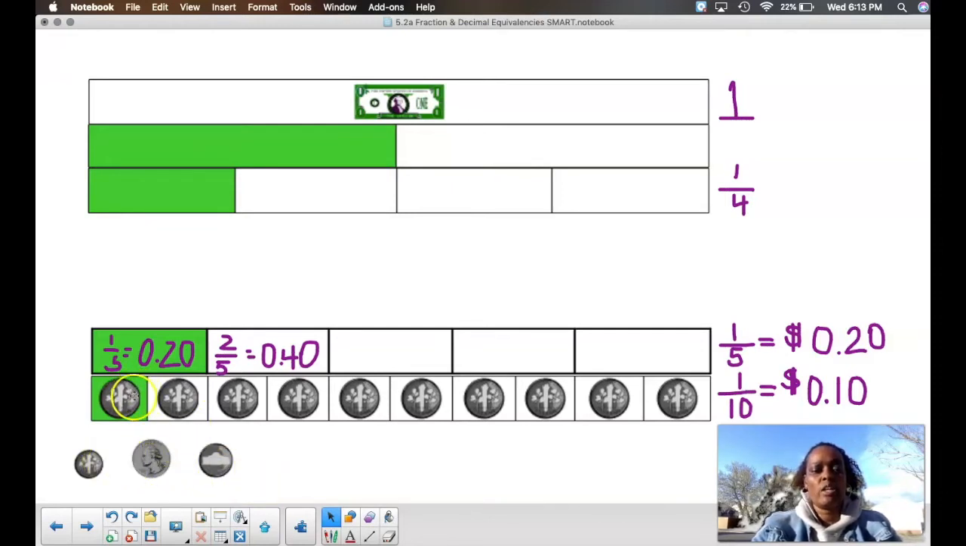Well, I think we already know we can rule out the 4 dimes because we know that's 40 cents. And nickels are less than dimes, so that's going to be even less than 40 cents. It's probably going to be, it actually is 20 cents. So let's try our quarters.